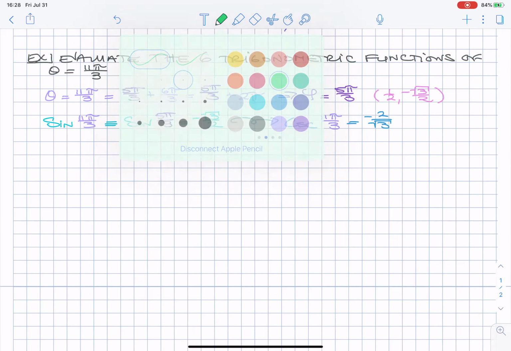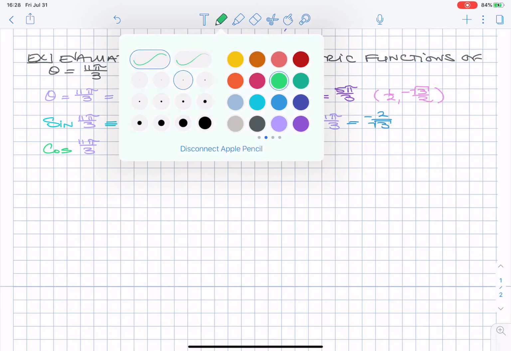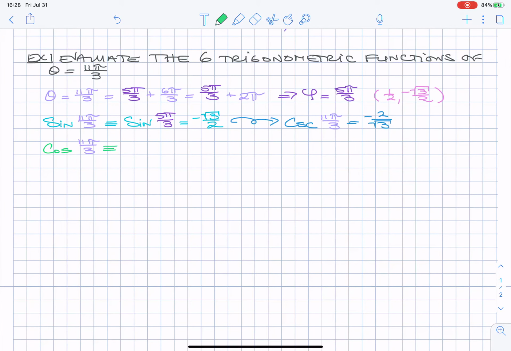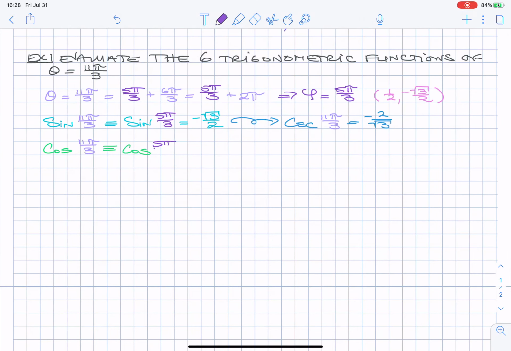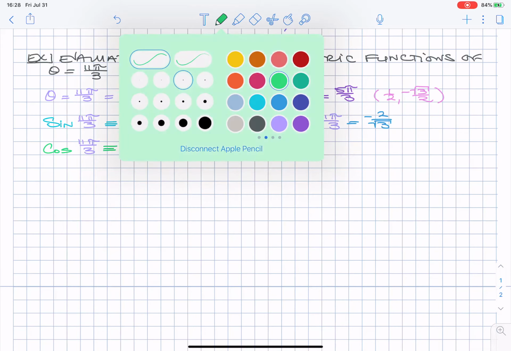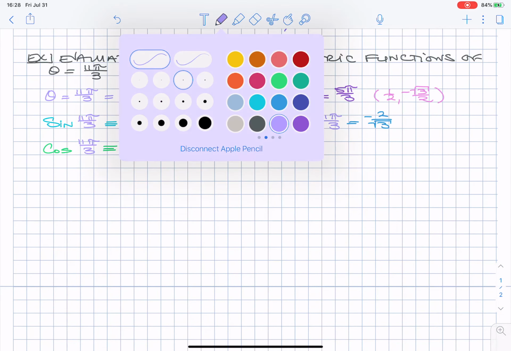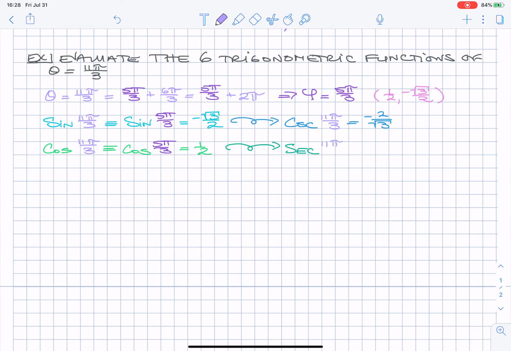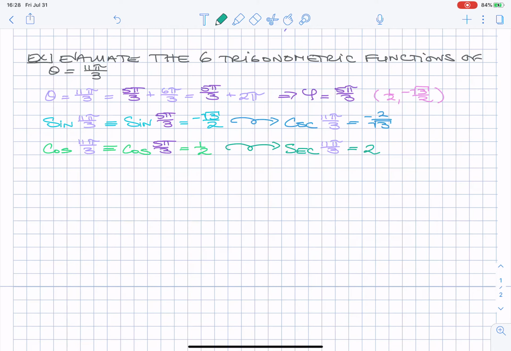Okay, so now let's look at cosine of 11 pi over 3. Well, we know that that's equivalent to cosine of 5 pi over 3, which of course is the x-coordinate at that point, so that would be positive 1/2. So the reciprocal, which is secant of 11 pi over 3, I just take the reciprocal of cosine, which is positive 2.